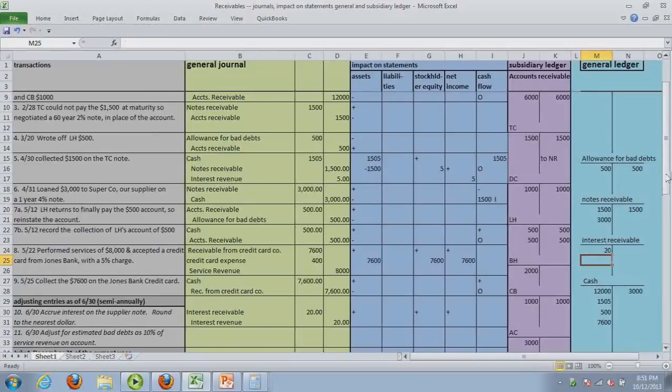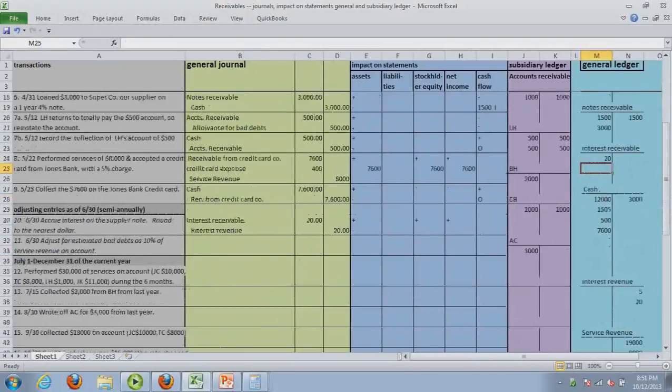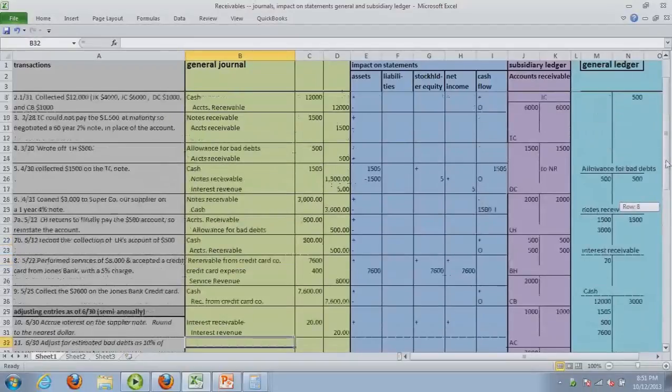Okay, so I think we've updated that. And then the next adjustment has to do with trying to project the bad debts. This is the allowance approach. This is also using the income statement method, where we focus in on the income statement. So you'll see it says 10% of service revenue on account. So we don't worry about the credit card company. We're only talking about our accounts receivable.